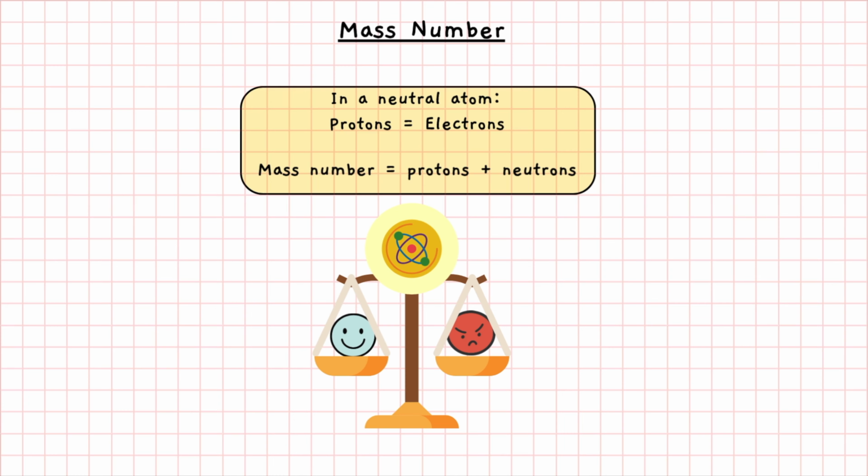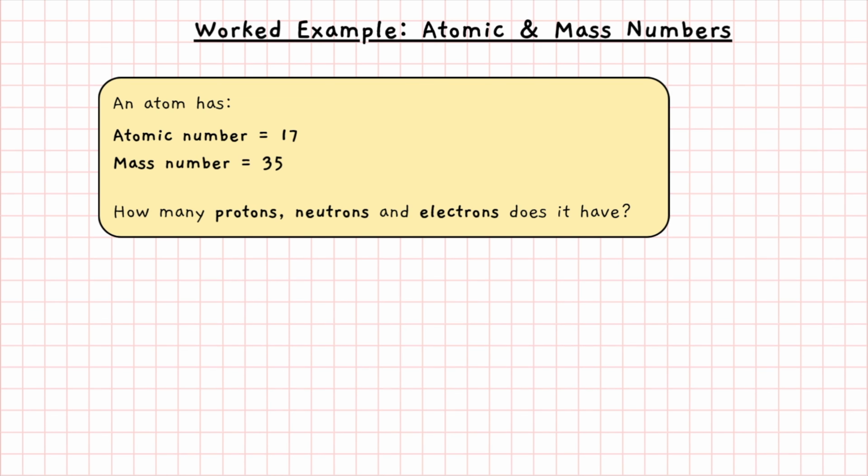So the mass number is simply the number of protons plus neutrons. For example, if an atom has 6 protons and 6 neutrons, you just add them together to get a mass number of 12. Okay, this is one of those questions that comes up again and again in GCSE exams. So the key thing here is learning the method, not memorizing the numbers.